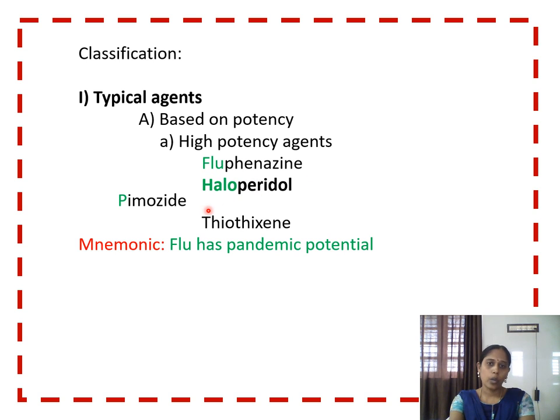In GH, you have attended the postings. Haloperidol is again commonly given here, right? Pimozide and thiothixene also come under high potency agents. You can remember this as flu. Flu is known to cause pandemics. So flu stands for fluphenazine, H stands for haloperidol, and P again for pimozide. So these are highly potent agents.